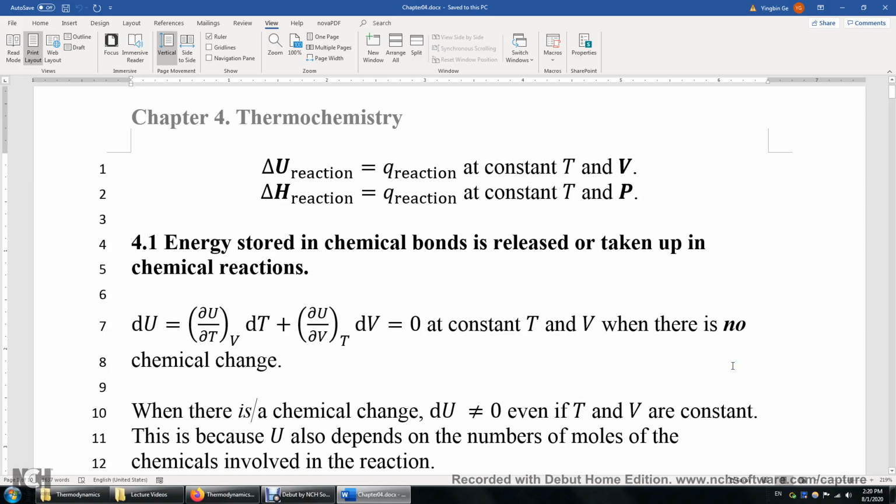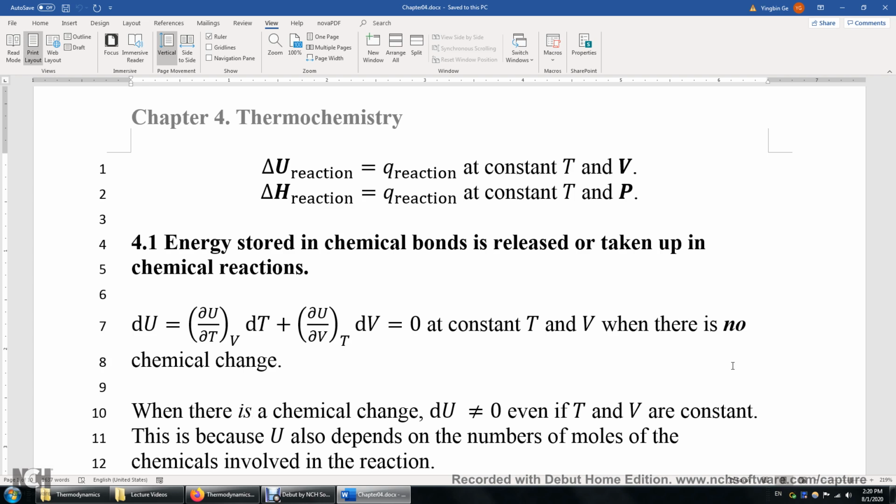This is Physical Chemistry, Part 1, Thermodynamics, Chapter 4, Thermochemistry, Section 4.1: Energy stored in chemical bonds is released or taken up in chemical reactions.